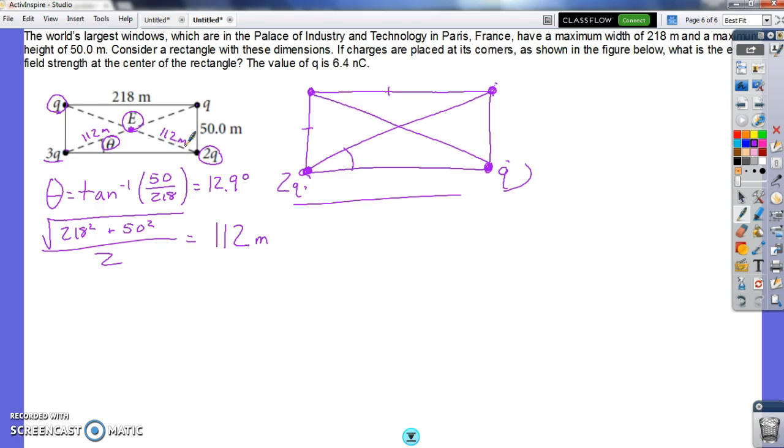So what do we need to do? We need to figure out what that field is right here at point E. And so we're going to look at this electric field here and this electric field here, see what direction it's going to go, and also what that field strength is.